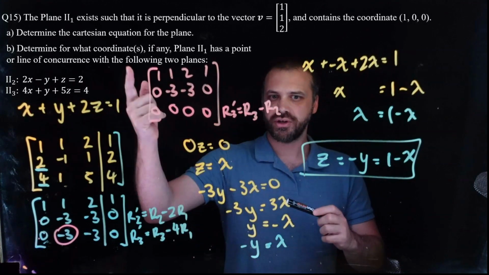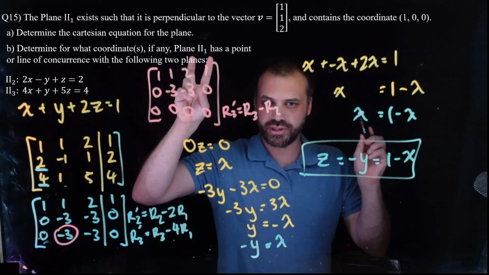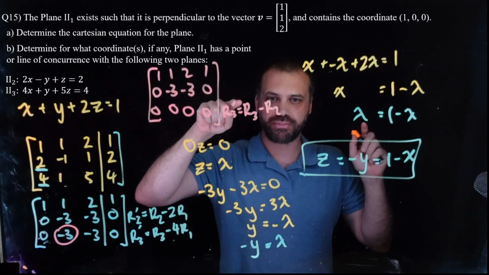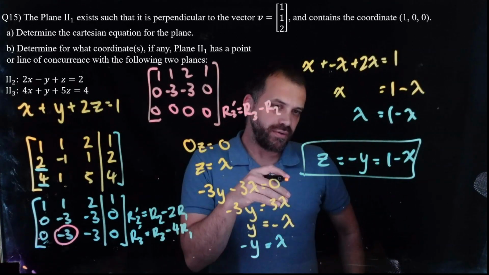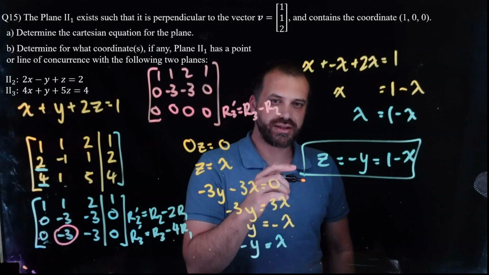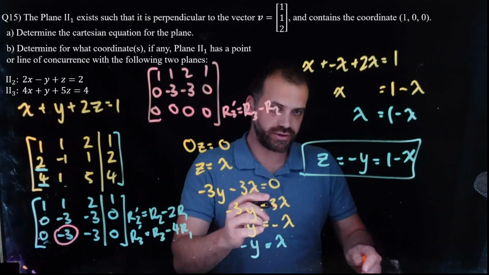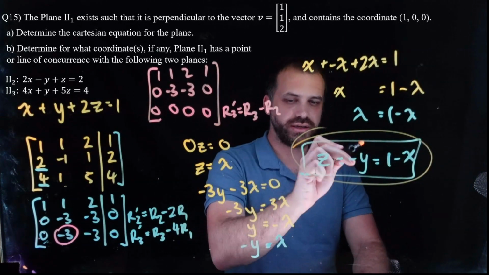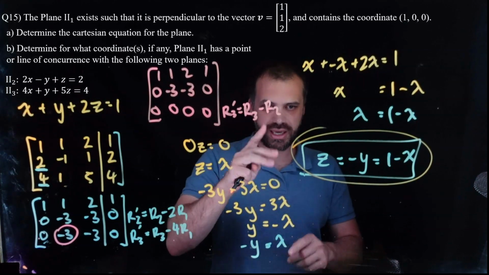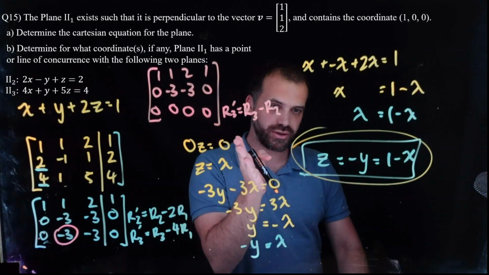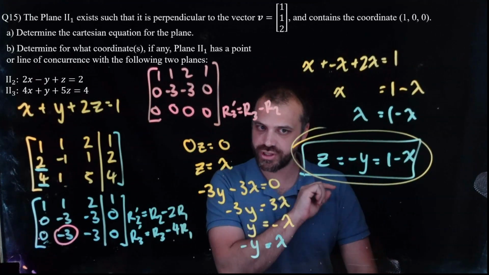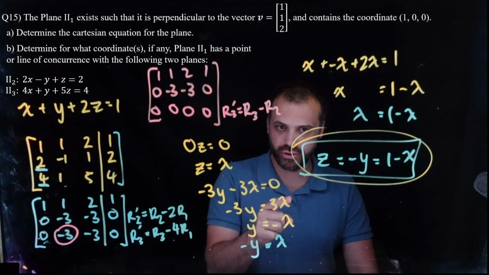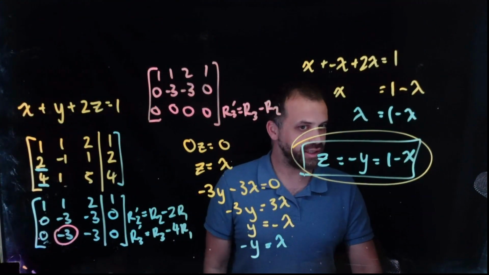What have we found? Determine for what coordinates, if any, plane 2 has a point or line of concurrence with the following 2 planes. So the way to answer this question is to say that the point of concurrence is this line. The 3 planes meet along that line. If you come across Gaussian elimination in a tech-free exam and you nail it, you should celebrate.